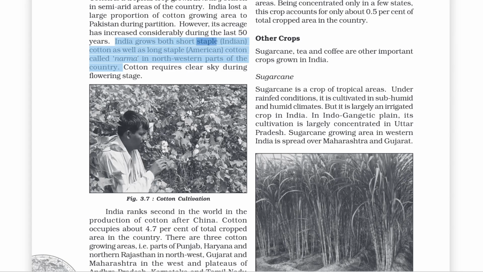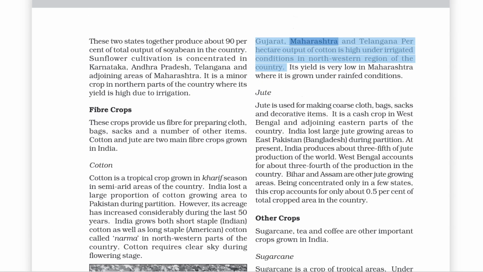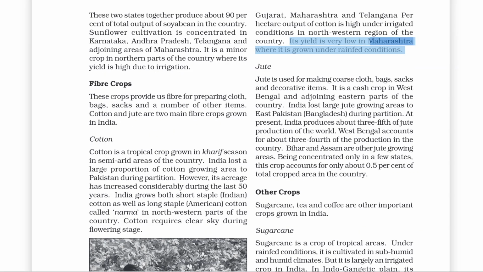India grows both short staple (Indian) cotton as well as long staple (American) cotton called Narma, in northwestern parts of the country. Cotton requires clear sky during flowering stage. In Gujarat, Maharashtra and Telangana, per hectare output of cotton is high under irrigated conditions in northwestern region of the country. Its yield is very low in Maharashtra where it is grown under rain-fed conditions.